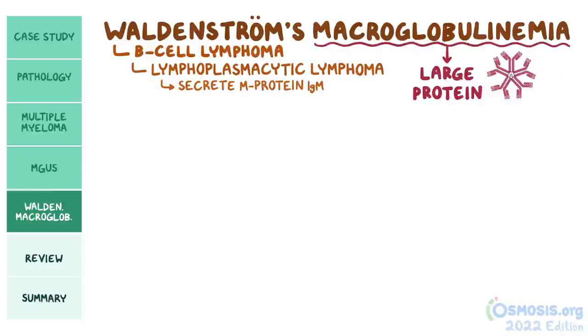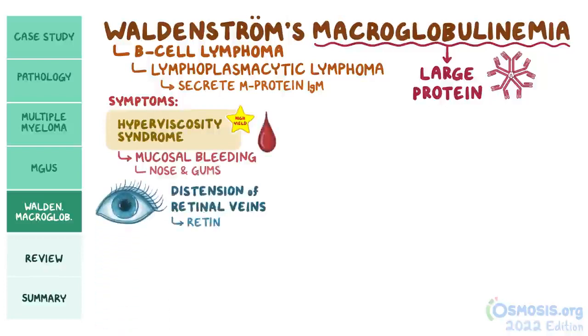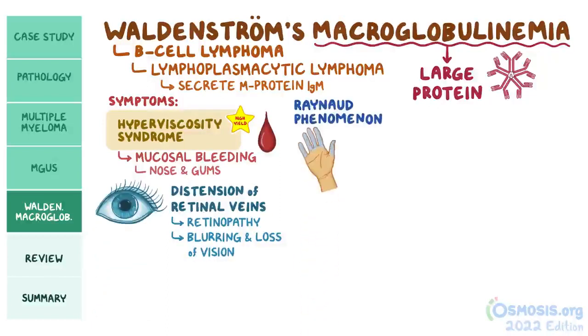Although it's commonly asymptomatic, the symptoms that do occur are mainly attributed to hyperviscosity syndrome, which leads to mucosal bleeding from the nose and gums. In the eyes, distension of retinal veins causes retinopathy or blurring and loss of vision. Raynaud phenomenon is another common symptom where the tips of the fingers turn blue or white when exposed to cold.